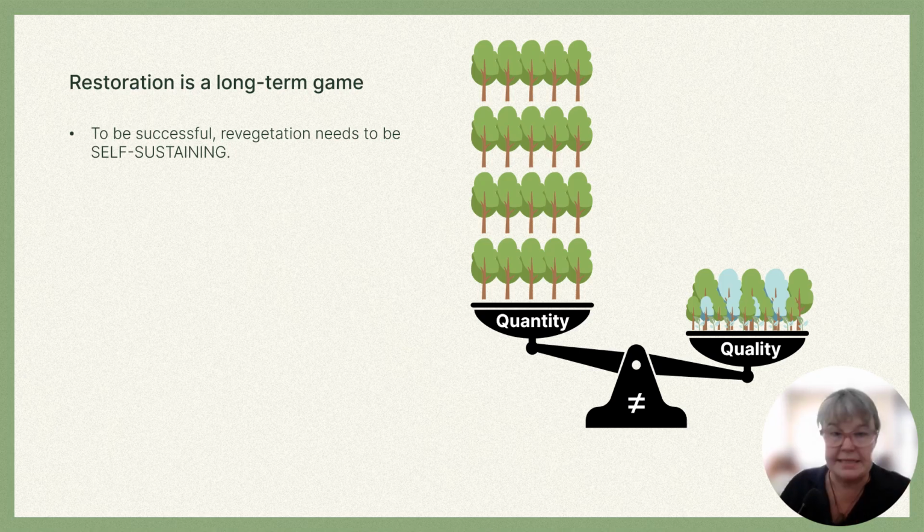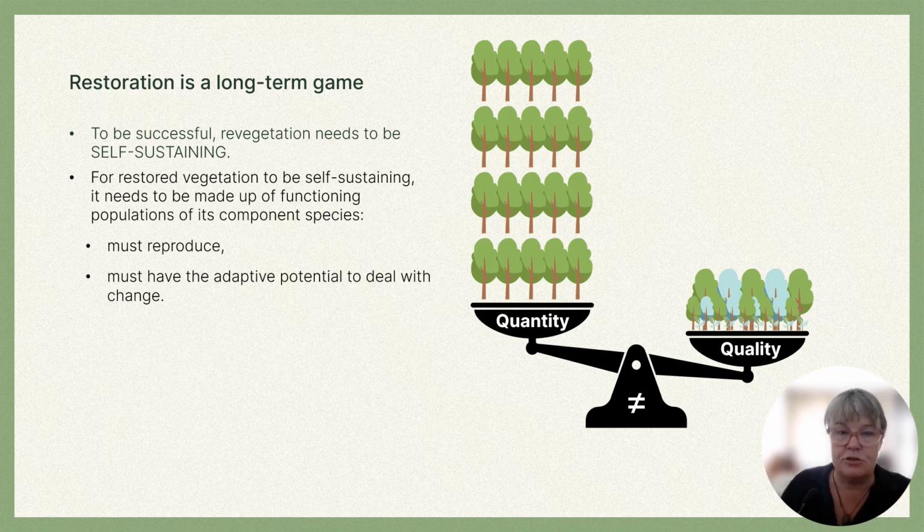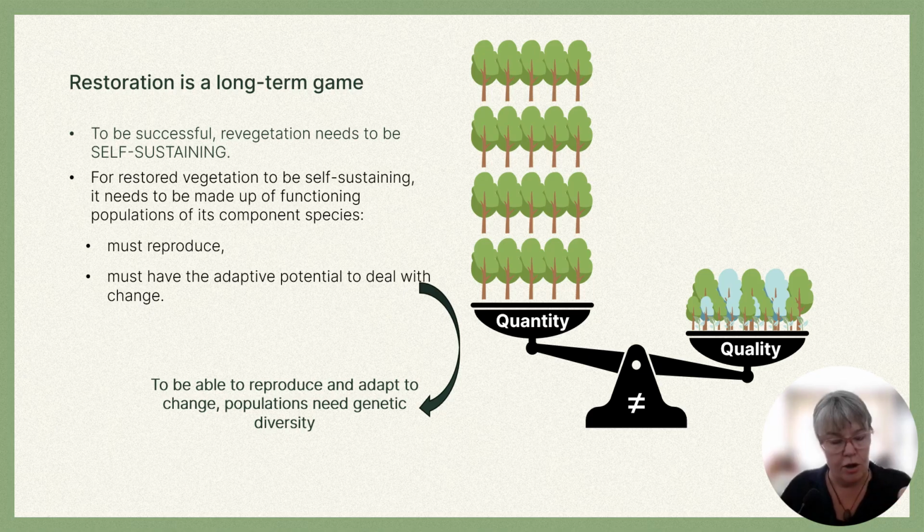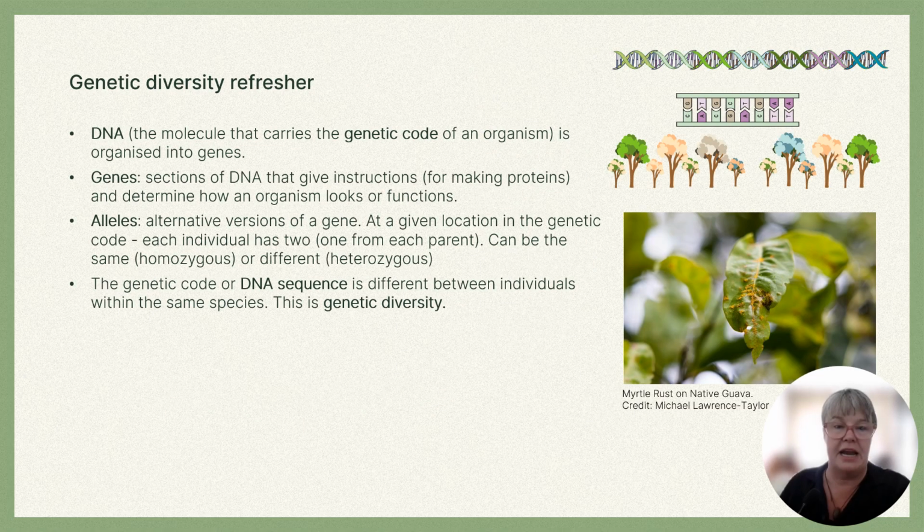Now, to be successful, revegetation needs to be self-sustaining. In order for restored populations to be self-sustaining, the restoration needs to be made up of functioning populations of its component species. And all these populations must reproduce and also need to be able to adapt to change. Now, for populations to be able to reproduce and adapt to change, they need genetic diversity. Populations can't reproduce well or adapt to change if they don't have genetic diversity.